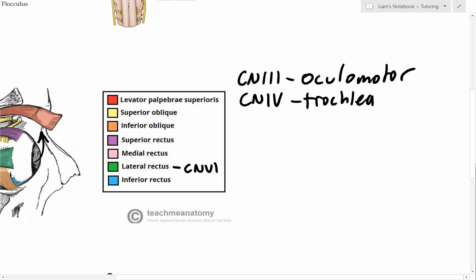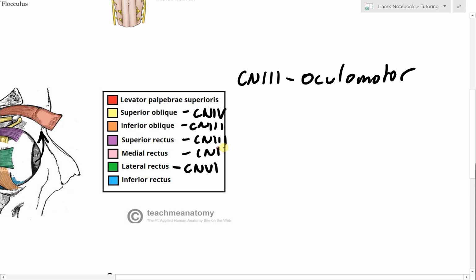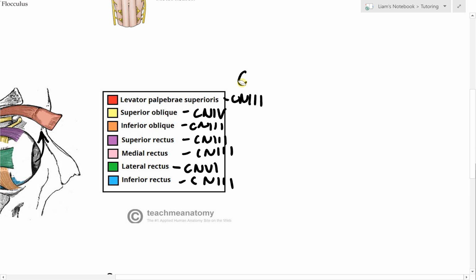Now, trochlear is responsible for the superior oblique muscle. Cranial nerve 4. All the others are actually done by oculomotor. Cranial nerve 3. And even levator palpebrae superioris is also cranial nerve 3. So, oculomotor is the biggest nerve out of all of these exiting the brainstem, because it controls so many of these muscles.